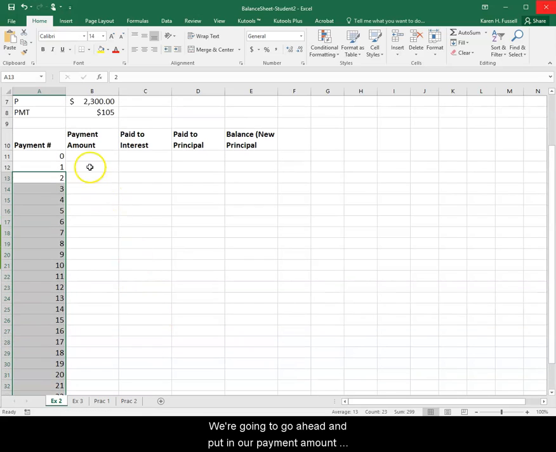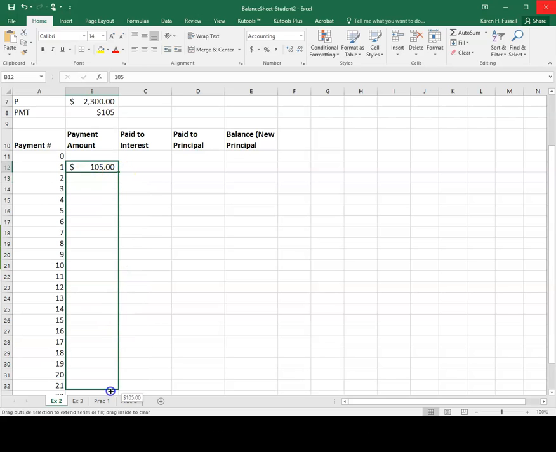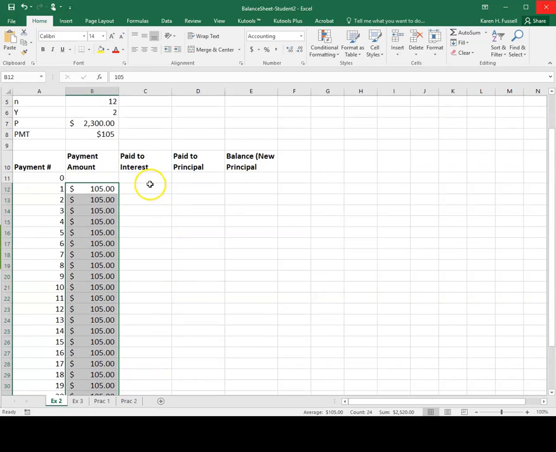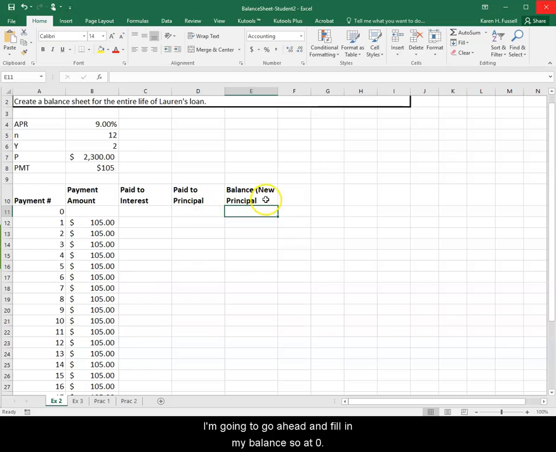Okay. We're going to go ahead and put in our payment amount. Now remember, this is 0, so that payment amount won't go in here. It will go in the next one down. That would be 105, so $105. We can go ahead and copy that down, all the way down. We'll wait and do that paid to interest and paid to principal. I am going to go ahead and fill in my balance. So at 0, my balance is the total amount I borrowed, so $2,300.